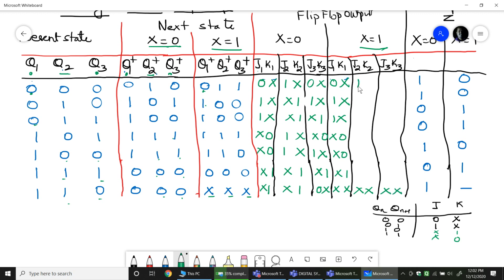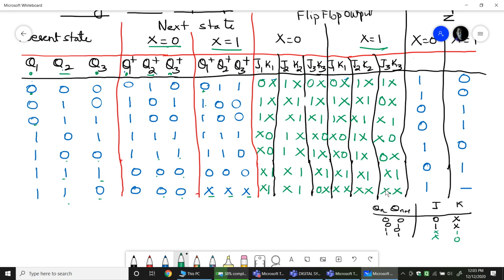So this is 1x, x1, x1, 1x, 1x, x1. Then I'll get 1x, 0x, x1, x0, 0x, x1. So now this table is completed.